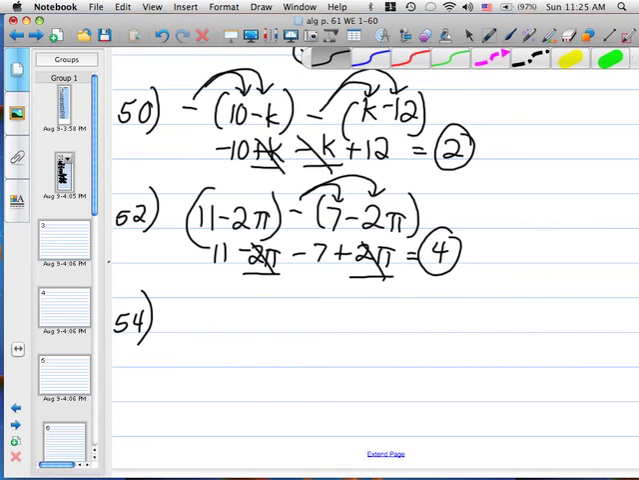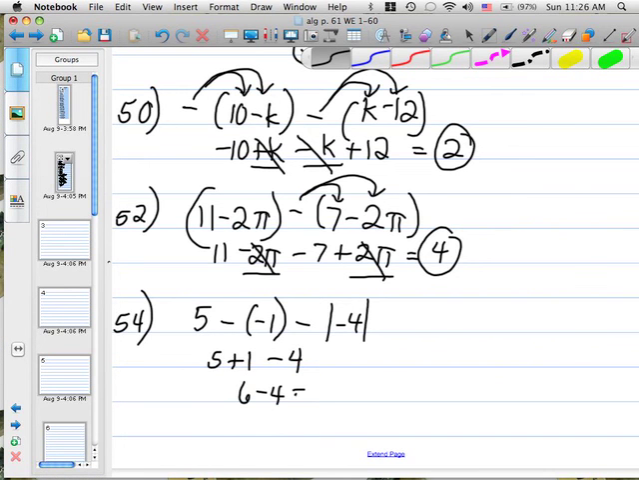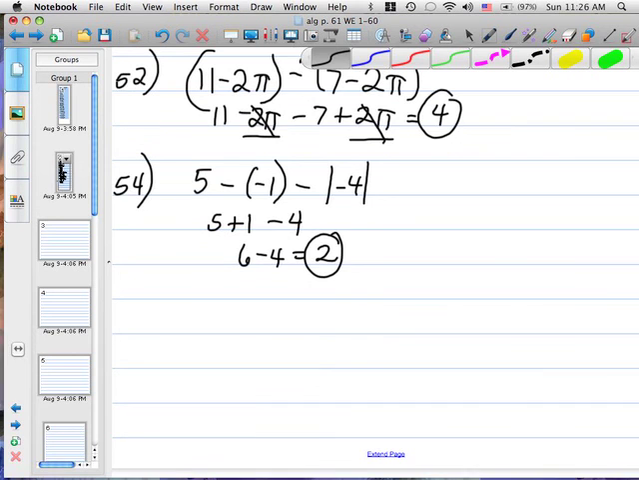52. The quantity 7 minus 2y subtracted from the quantity 11 minus 2 pi. So it's 11 minus 2 pi minus the 7 minus 2 pi in parentheses. So 11 minus 2 pi, there's nothing in front of the parentheses, I can drop them, and then take the opposite of everything here, so that'd be negative 7 plus 2 pi. A negative 2 pi and a positive 2 pi are opposites, they make 0, and 11 minus 7 is 4.